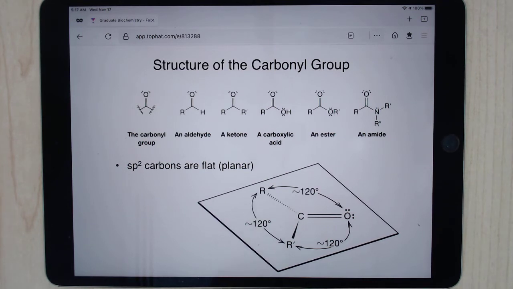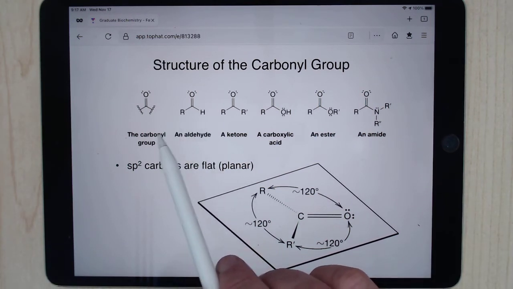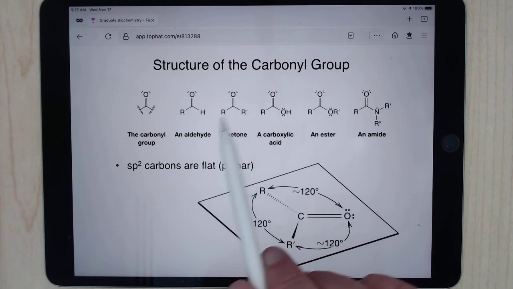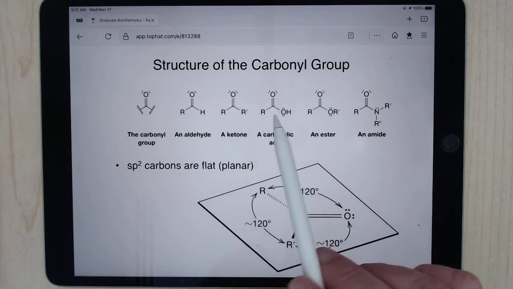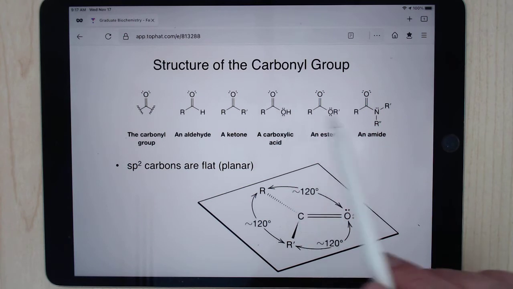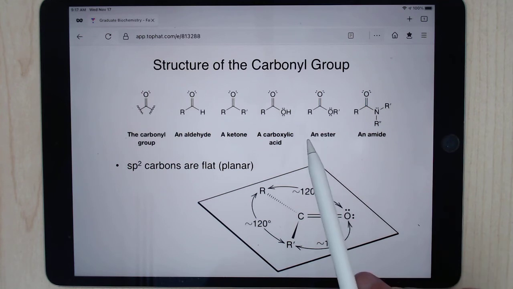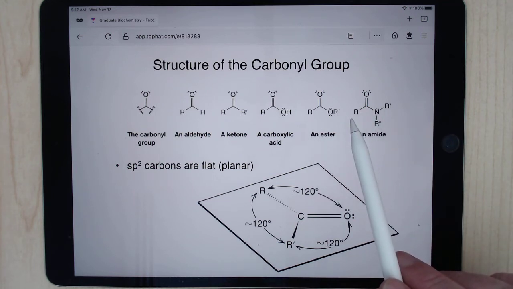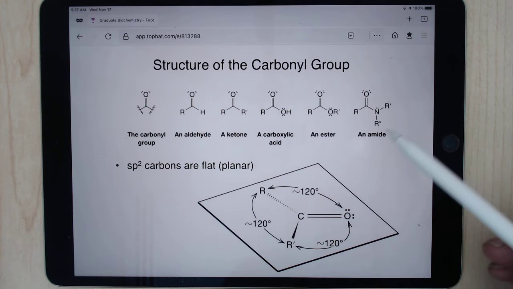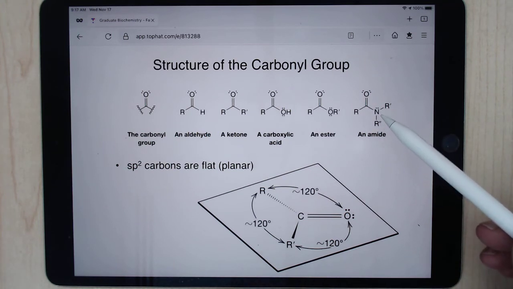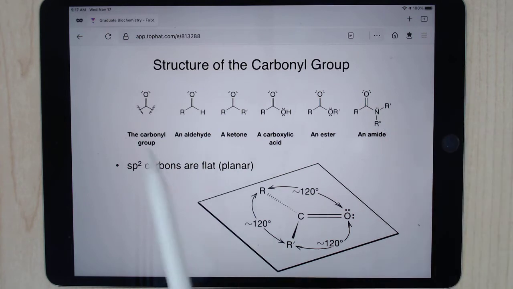And so the generic one would be just a C double bond O, and it depends on what's on either side. So aldehydes have carbon on one side, hydrogen on the other. Ketones have carbons on both sides. Carboxylic acid has carbon on one side, OH on the other. An ester, carbon on one side, O carbon on the other. And amides have carbon on one side, nitrogen on the other. It doesn't necessarily matter what's hanging off of the nitrogen, but the important thing is that the nitrogen is directly hanging off of the C double bond O. This chapter we're going to be dealing with the aldehydes and ketones.